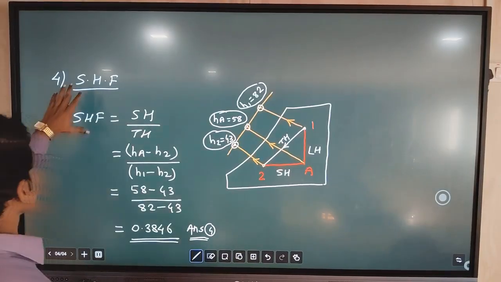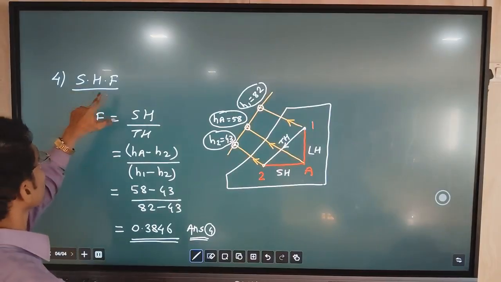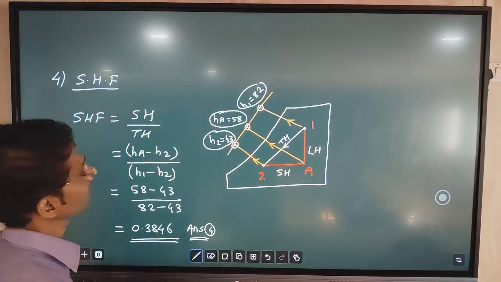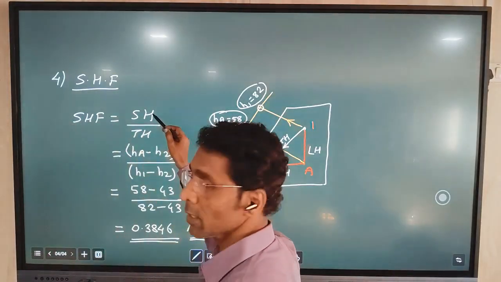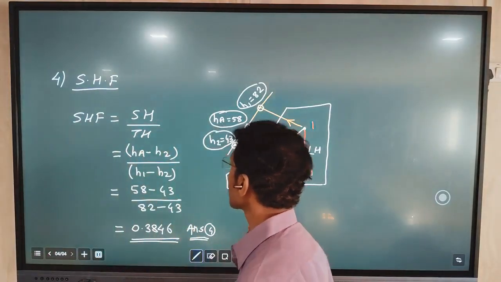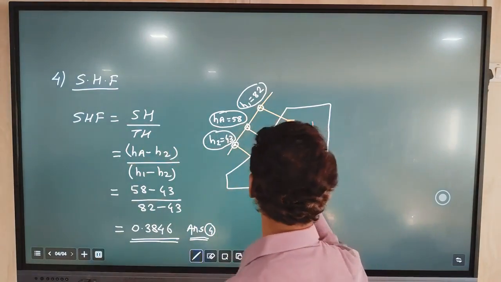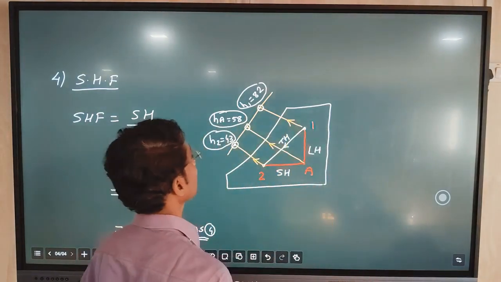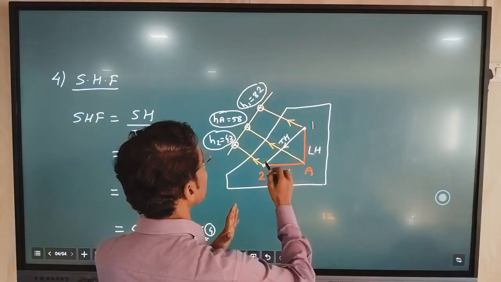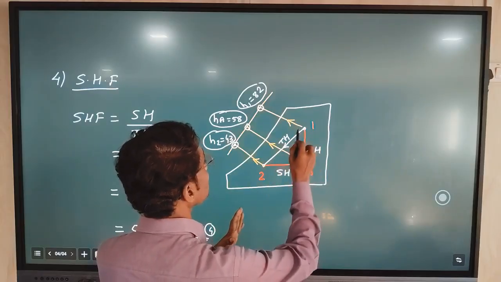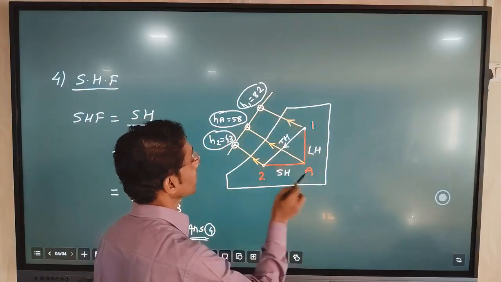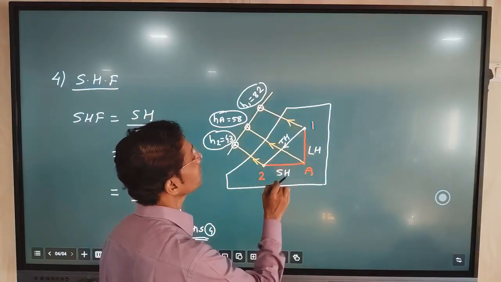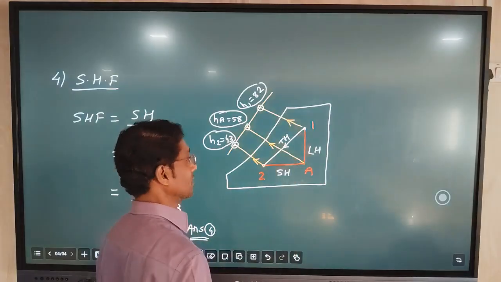So now in the fourth sub calculation part under the heading SHF, sensible heat factor. Now sensible heat factor is the ratio of sensible heat to total heat. This can be understood with the help of this diagram. This is a psychrometric chart already we have discussed. Process 1 to 2 cooling process. During that, this is the total heat removed. This total heat is divided into two parts. Horizontal part is the sensible heat, vertical part is the latent heat.